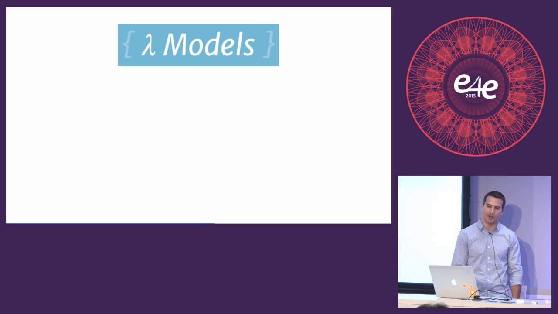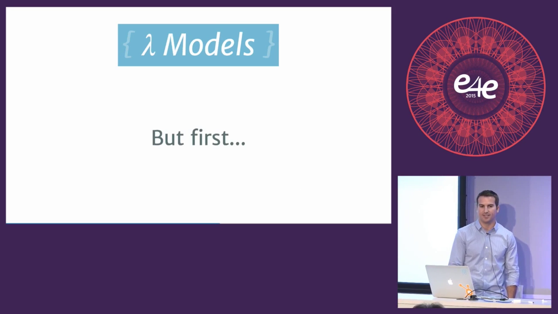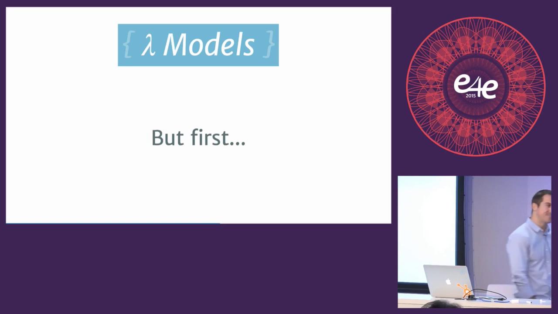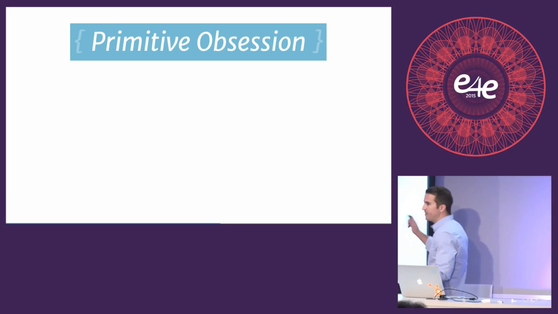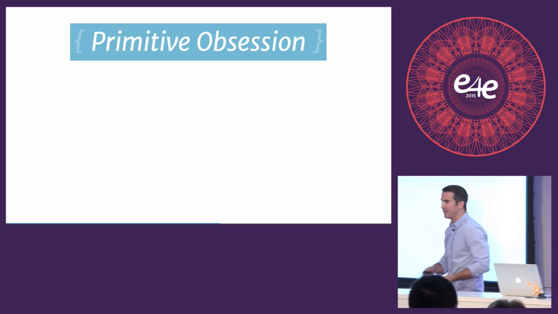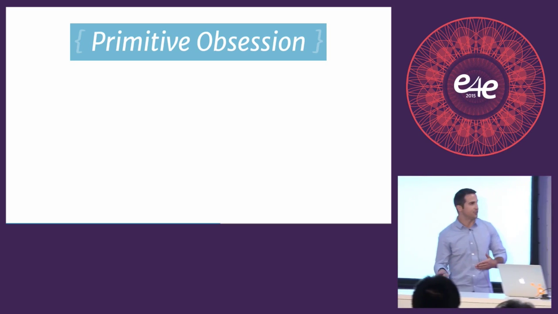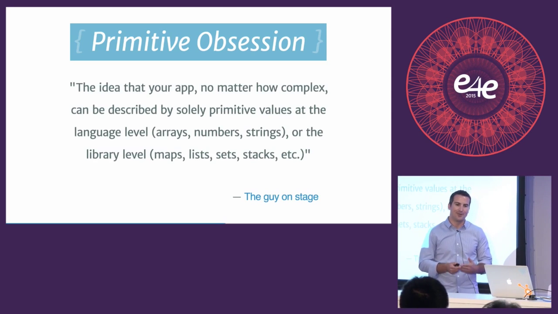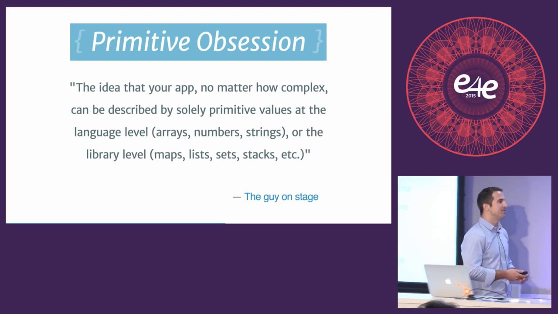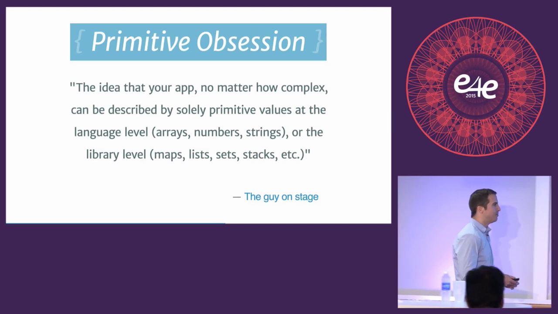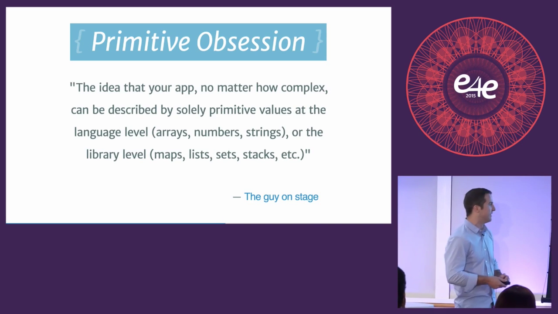What's more interesting to me are models, mainly just because this is usually where we build our applications around models. But first, a little side note. This term, primitive obsession, has been in my vocabulary for a while from the old object-oriented literature I used to read. I couldn't remember the quote, so I just paraphrased. But it's the idea that your app or your domain model, no matter how complex, can be described solely by primitive values at the language level.